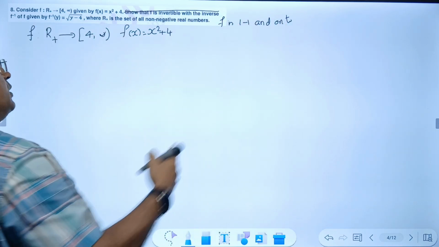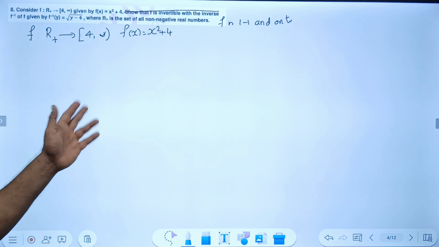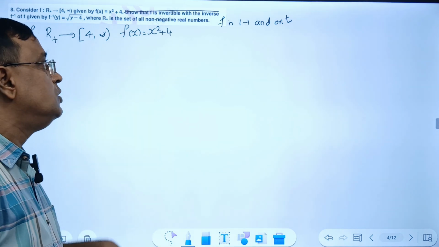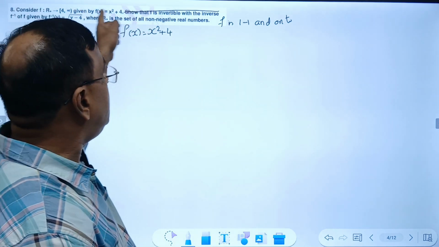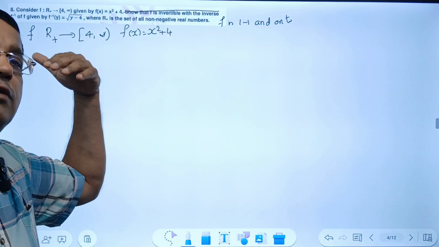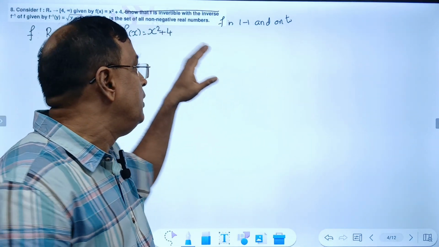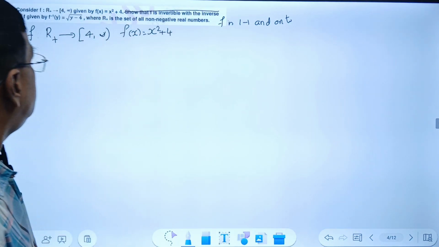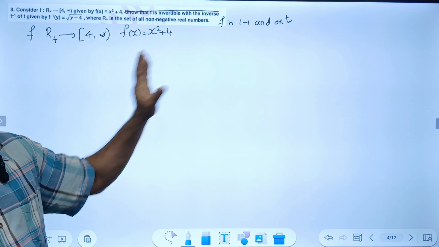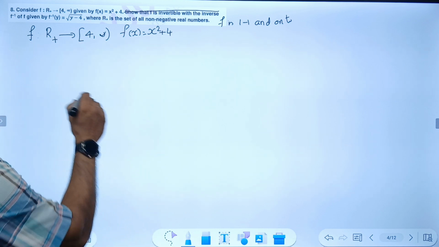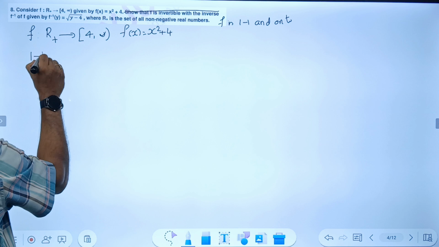This is in the old NCERT, they have talked about inverse. We don't have inverse in the syllabus. So if you want to have an inverse, which we discussed already, the function should be 1 to 1 and onto. So you can modify this question as: check whether the function is 1 to 1 and onto. Simple. Okay. Let's see. 1 to 1 function.